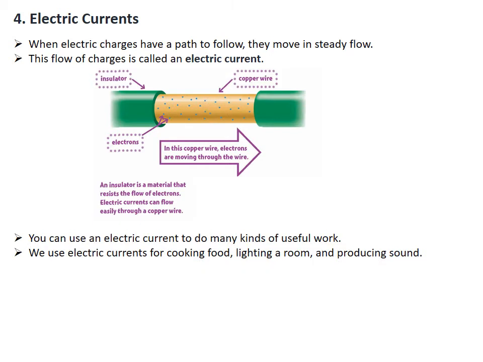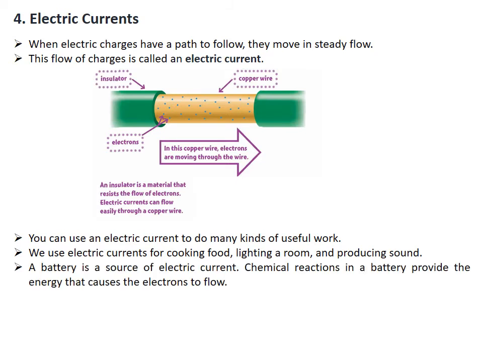Now, you can use an electric current to do many kinds of useful work. We use electric currents usually for cooking food, lighting a room, and producing sound. We have to know that a battery is a source of electric current. Chemical reactions in a battery provide the energy that causes the electrons to flow. For example, our cell phones or MP3 players use electrical energy that comes from batteries.